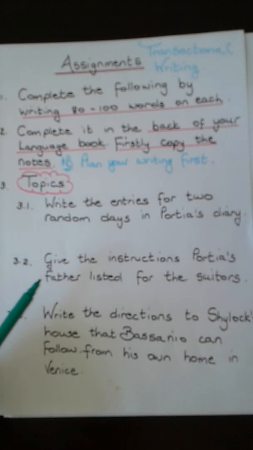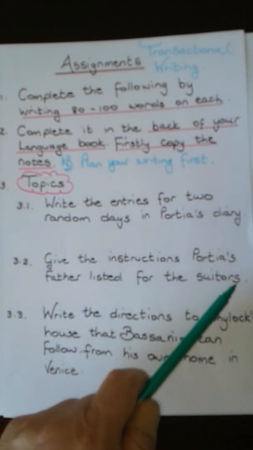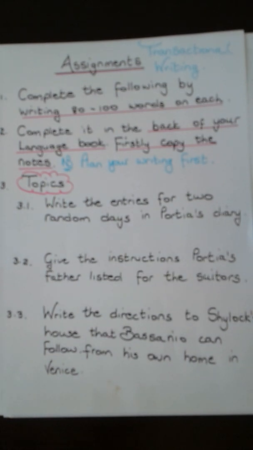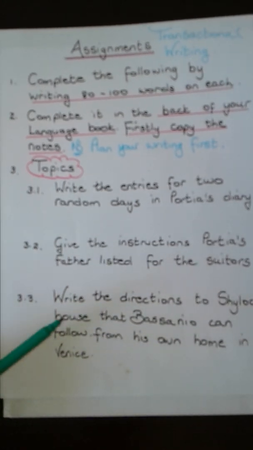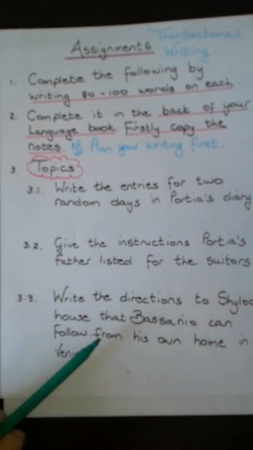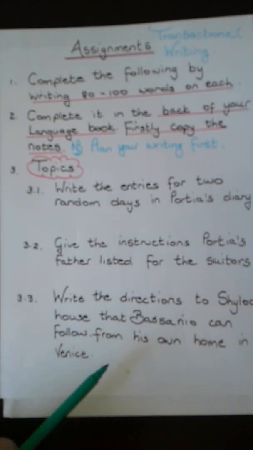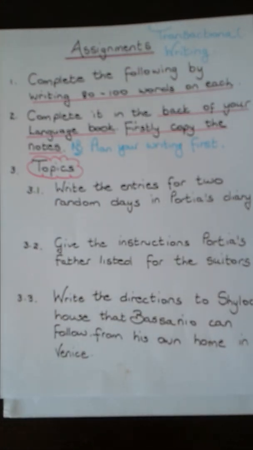Then secondly, I would like you to give instructions that Portia's father listed for the suitors when they arrive and when they have to choose the caskets. All the instructions that they have to follow. Then number 3, write the directions to Shylock's house that Bassanio can follow from his own home in Venice. Now, if you want to be very creative, you can draw the Rialto Bridge and a few streets with their own names. Draw a little map and then write the directions from there. That should be quite interesting.